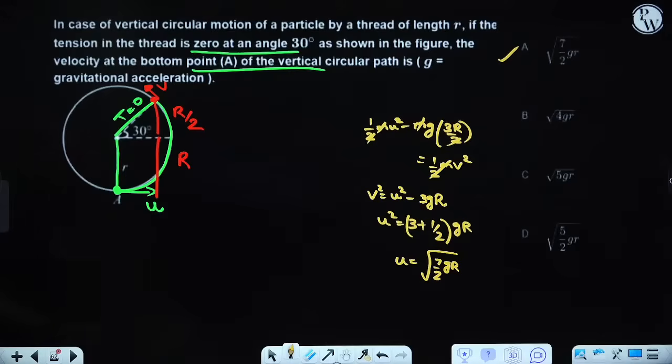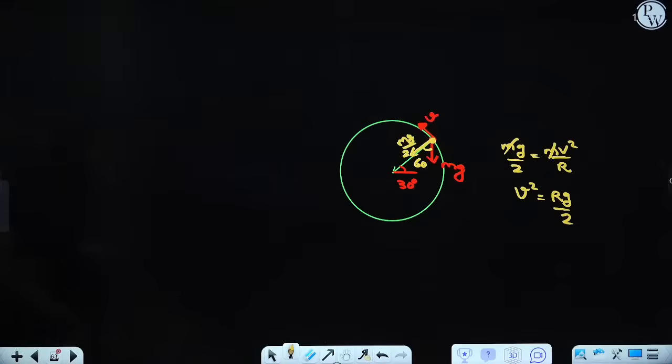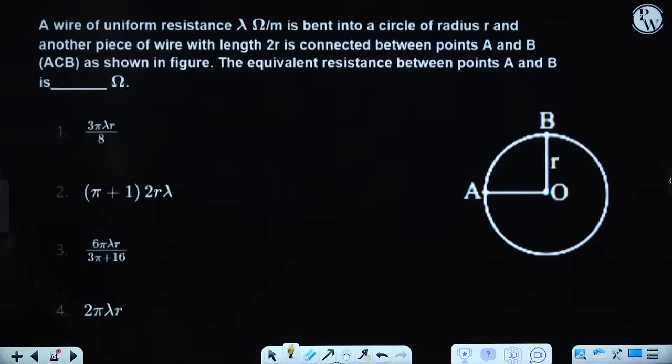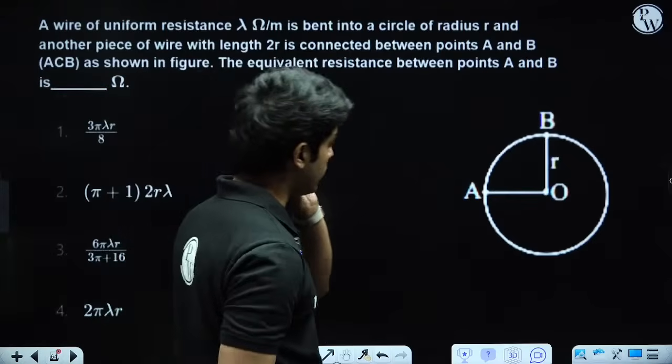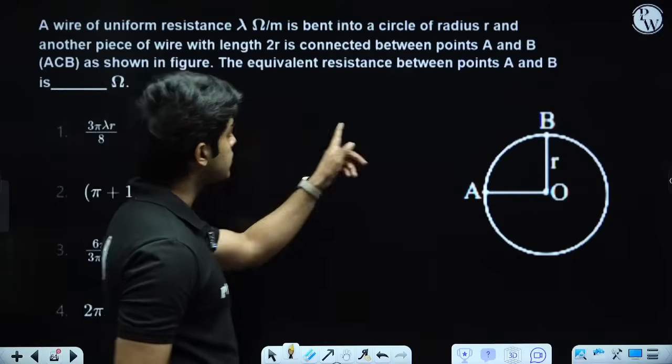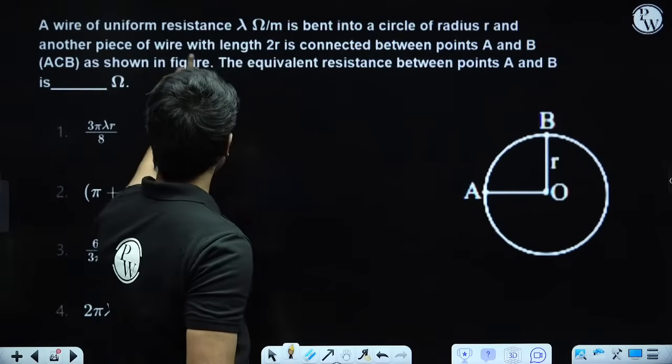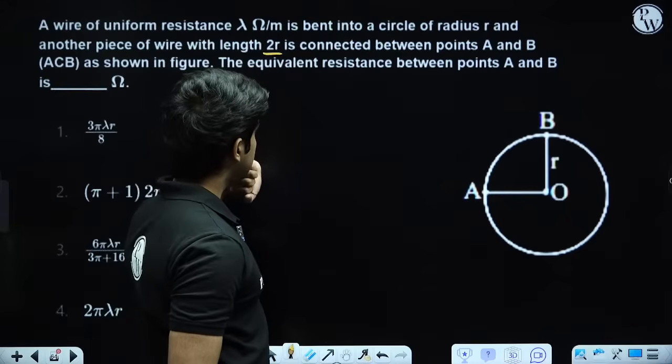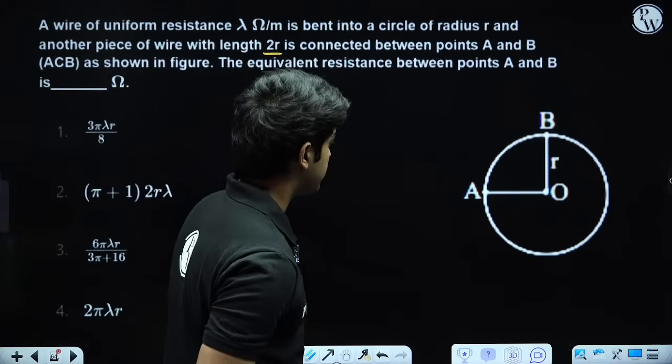All right. So now we have a wire whose resistance is uniform. So resistance per unit length is uniform. It's bent into a circle of radius r, and another piece of wire with a length of 2r is connected between points A and B.